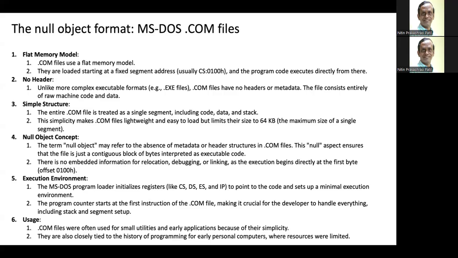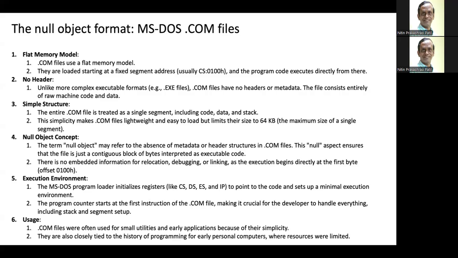Now, they follow a simple structure. This file is considered as containing only a single segment, which includes code, data, and stack altogether. This simplicity makes the .com file lightweight and easy to load. But as we are talking about this null object format for the DOS operating system, there is a limit on their size: they cannot go beyond 64 KB, which is the maximum size of a single segment.